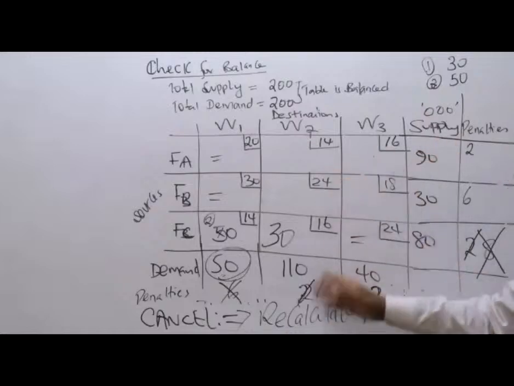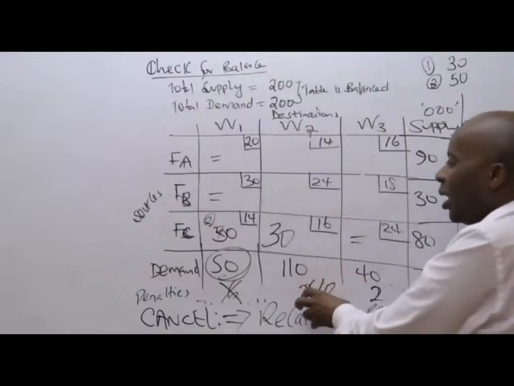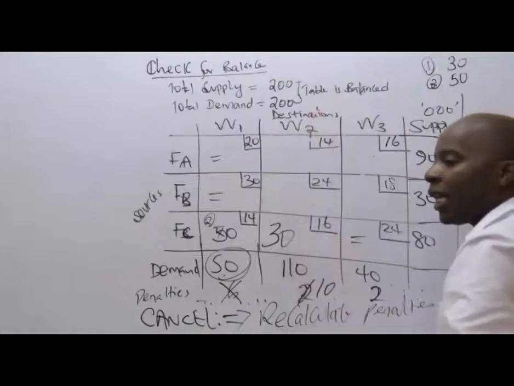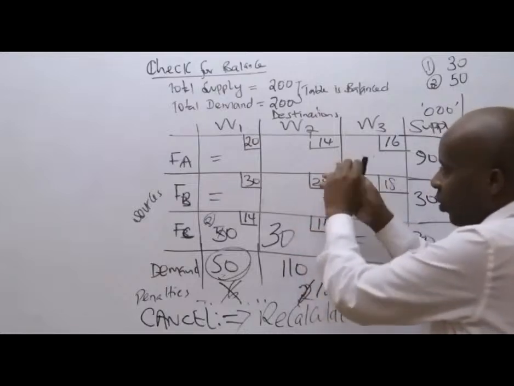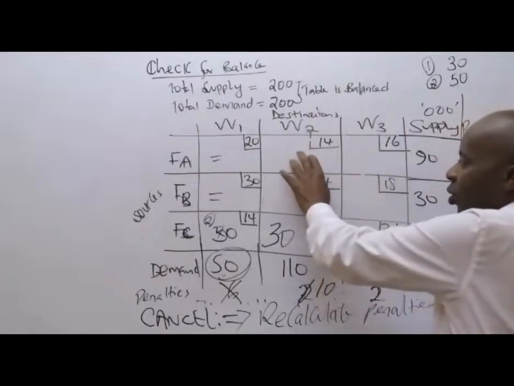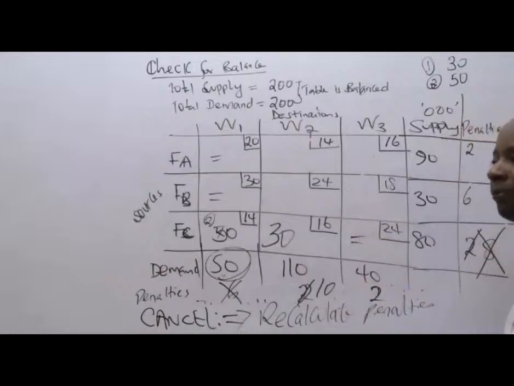Walk along the column which has the highest penalty. When you walk along the column that has got the highest penalty, this 10 here, it takes me to the very best cell. The very best cell is the one that has got the lowest cost. So the one that has got the lowest cost is this one here with 14.